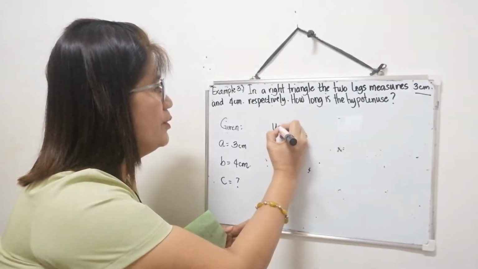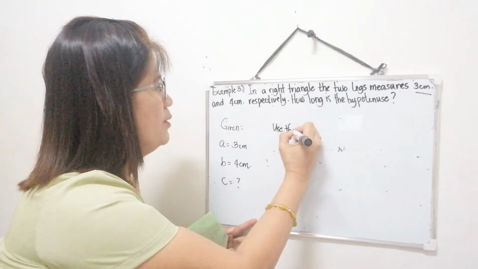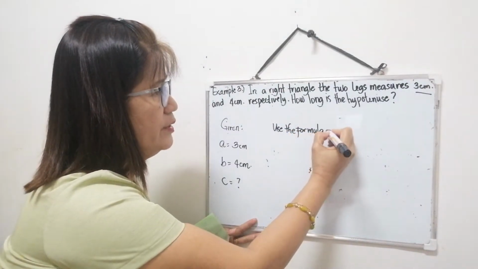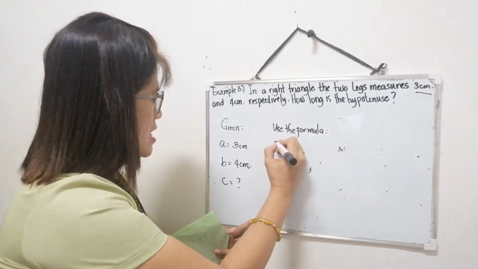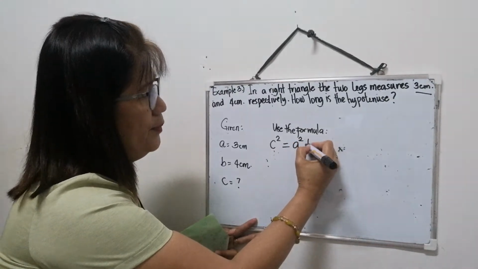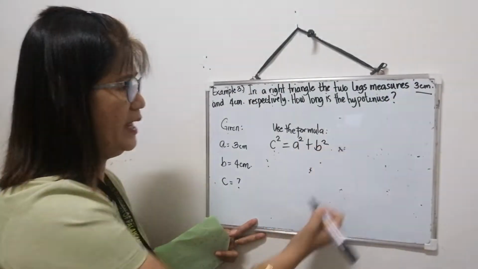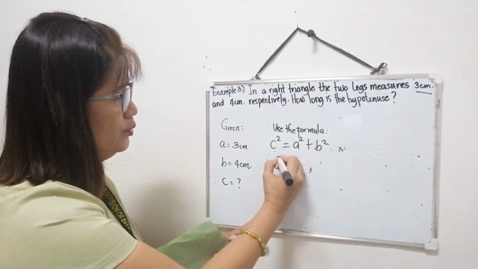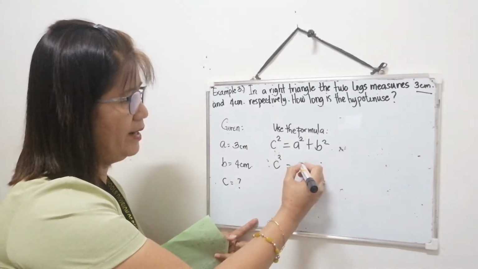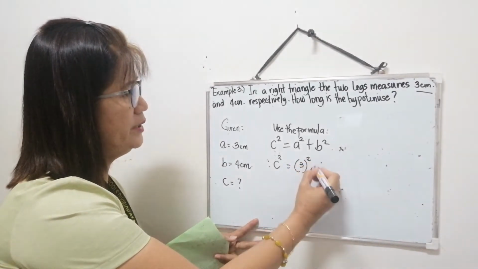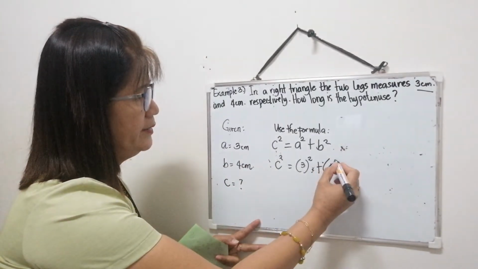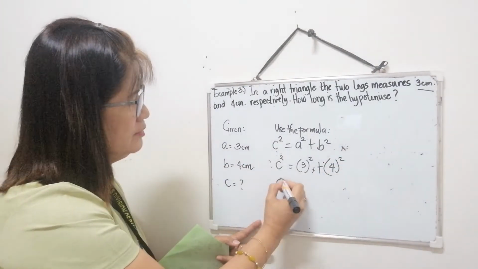Using the formula. We will use the formula for the Pythagorean Theorem. What is the formula for the Pythagorean theorem? We have c squared is equal to the sum of the squares of two legs. So, c is unknown. So, mananatili siyang ganyan. Replace natin yung a by 3. It will be 3 squared. And we will replace b by 4. It will be 4 squared. Then bring down c squared.